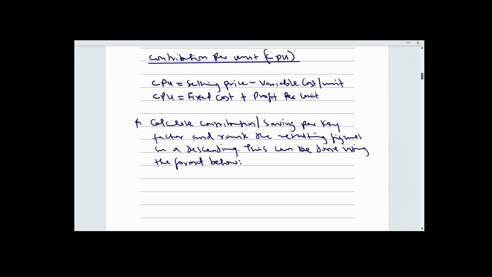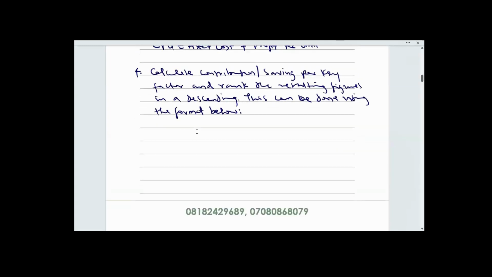Okay, so when you want to determine contribution or savings per key factor, of course, if it is contribution, you say contribution per, and if the key factor is material kilogram, you can say contribution per material kilogram. If it is labor hour, contribution per labor hour. So just say contribution or savings per key factor. Okay, that will be the heading.